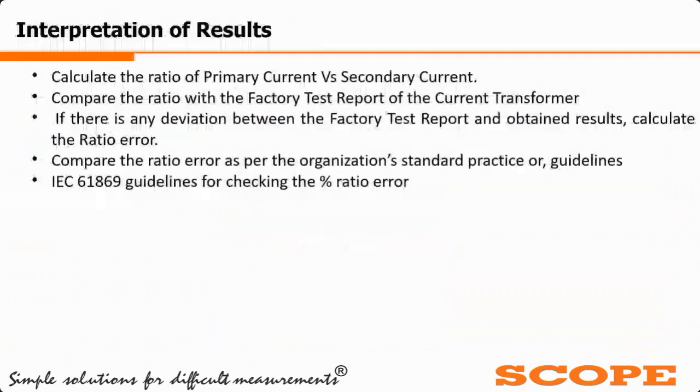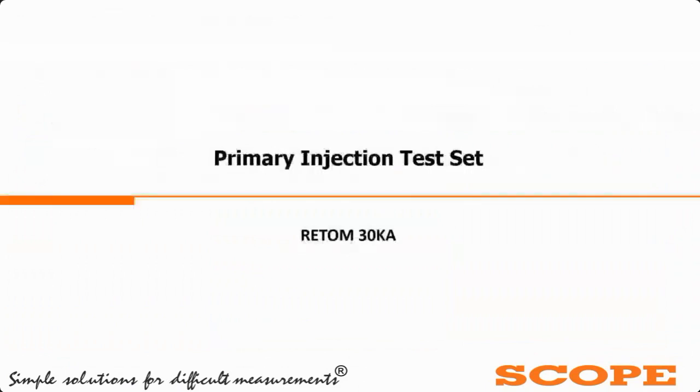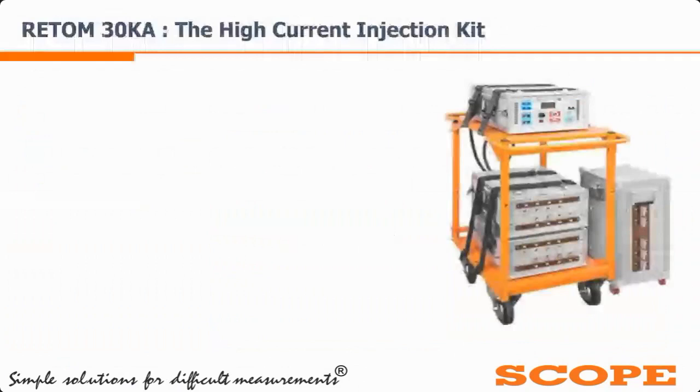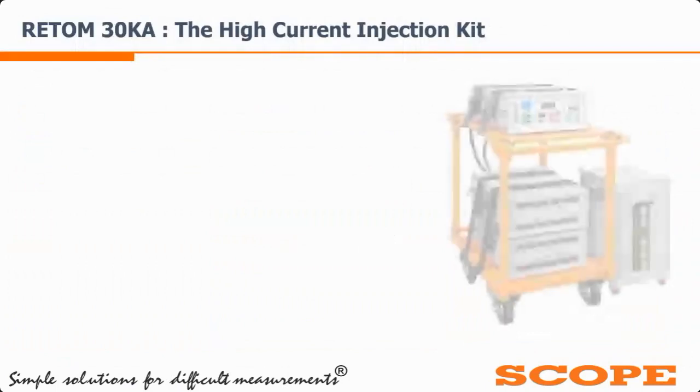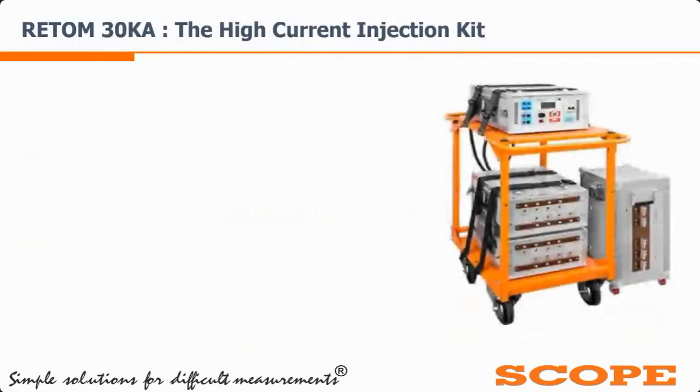So let us move ahead to the next product series, that is the primary current injection test kit Ratom 30K. Ratom 30K is manufactured by our principal. Let us see the primary current injection test kit: what are the specifications and how it will be useful for testing high current applications.